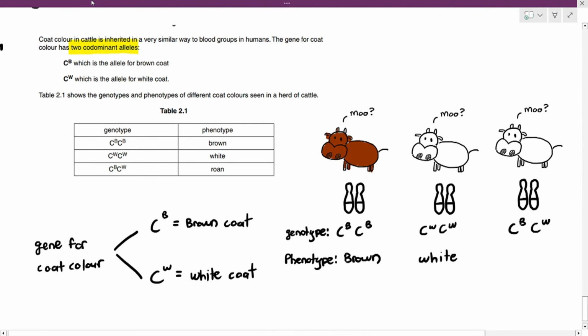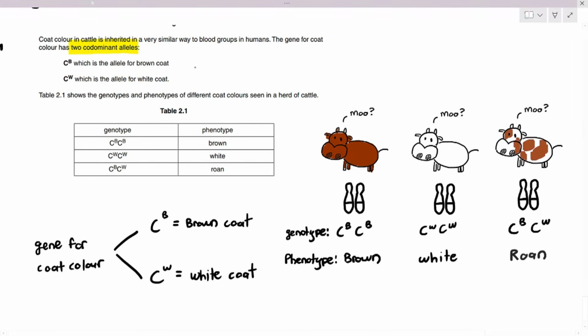So in this case, we have to understand that the two different alleles are equally expressed in the phenotype, and based on this table, the cow will have a roan coat. What exactly is a roan coat? A roan coat basically means it's a mixture of brown and white. That's what you just have to understand. So if a question asks you what's the phenotype for this, based on the table, it is just roan.